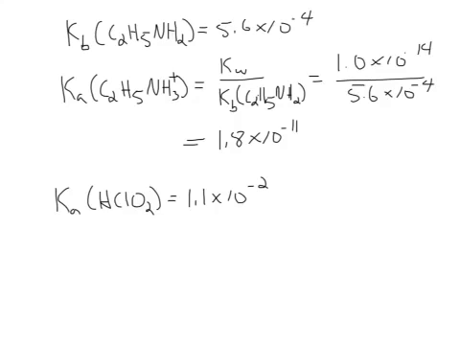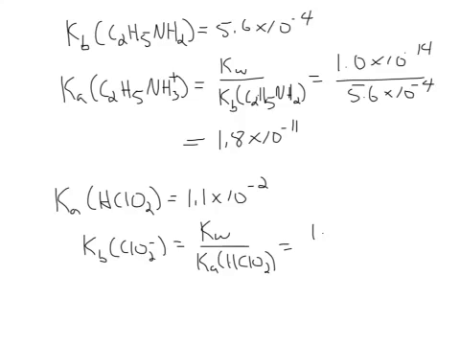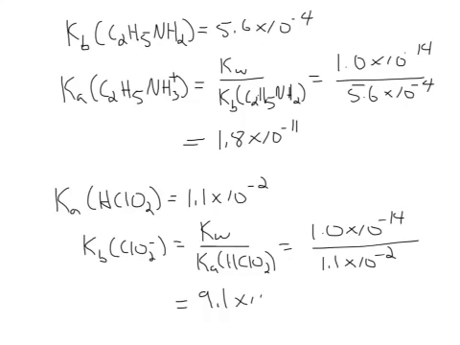All right, now I'll do the same thing for ClO2 minus. So that means the Kb of ClO2 minus is equal to Kw over the Ka of HClO2. So that's 1.0 times 10 to the minus 14 divided by 1.1 times 10 to the minus 2. And when I do that, I get the Kb of ClO2 minus is 9.1 times 10 to the minus 13.